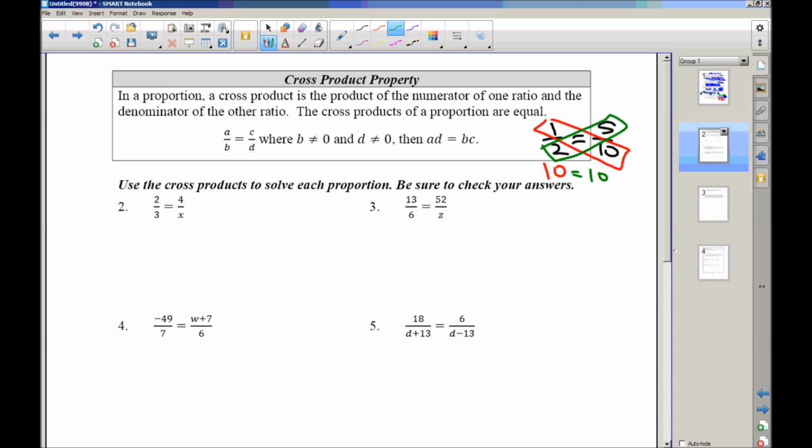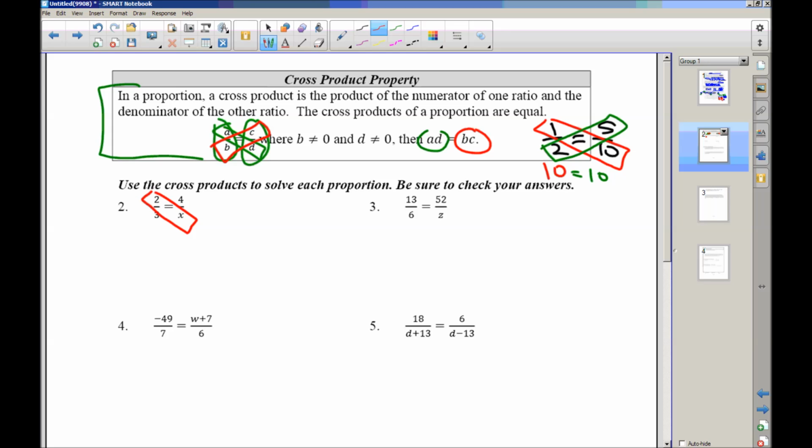Okay, that's what this thing says. If A over B is equivalent to C over D, then A times D, the first cross product, is equal to B times C, the second cross product. Okay? All right. Use the cross products to solve each proportion to find the missing piece of one of the ratios here. Okay? All right.